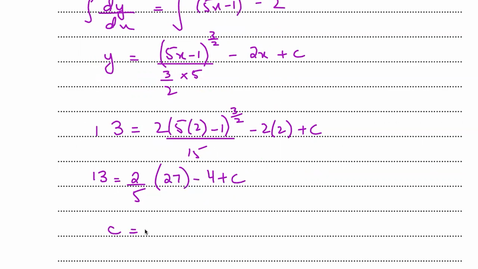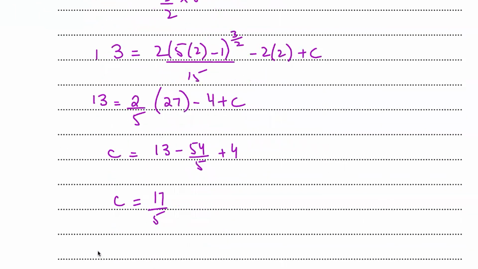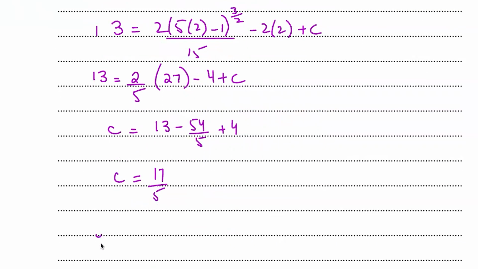So c is equal to 13 minus 54 over 5 plus 4. c is equal to 17/5. So the equation of the curve would be y is equal to 2/15 (5x minus 1) to the power 3/2 minus 2x plus 17/5.